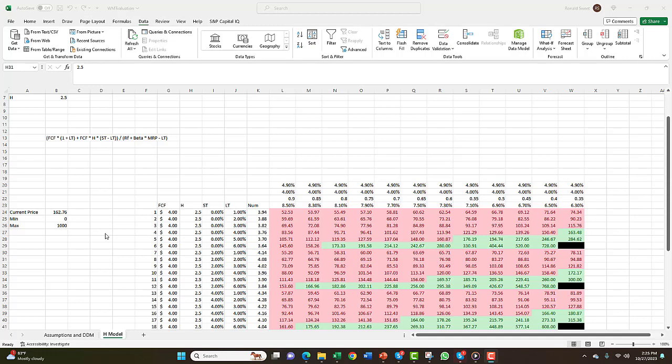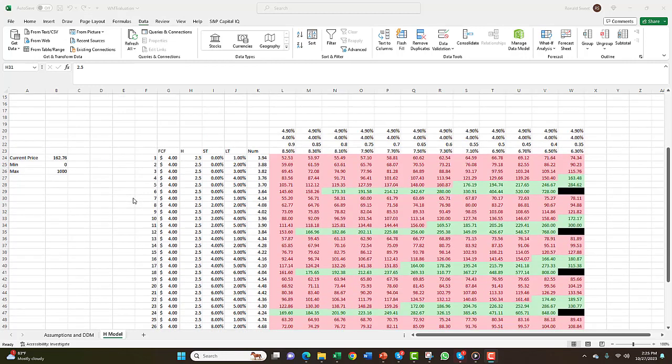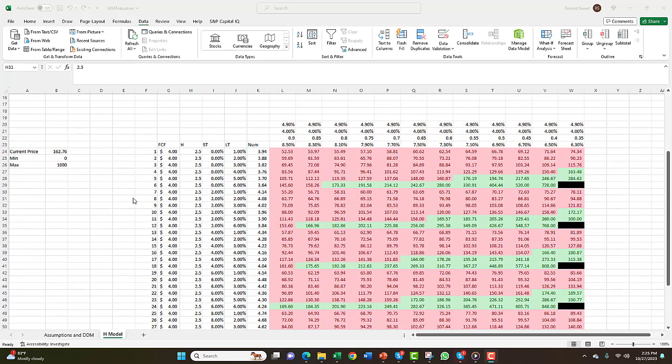I'm adding this to the beginning of our class on October 26th because I forgot to turn the Zoom on. So the one thing I covered at the beginning of class that I'll do again in this video is I wanted to show a way to do a data table for the H models. So what I did is I brought in the numerator for the H model, and I'll show you that numerator here. So I have the free cash flow, the H, short-term growth, long-term growth, and then the numerator.